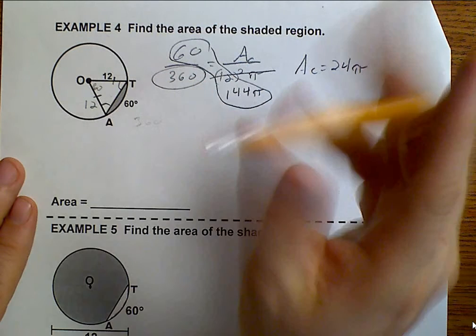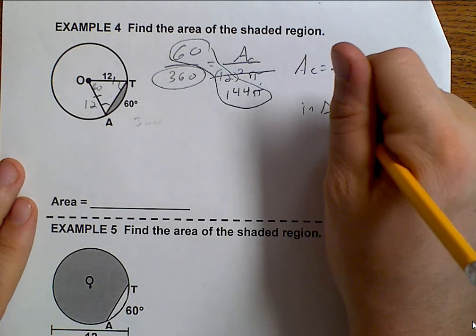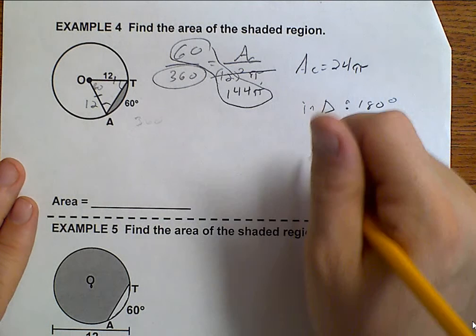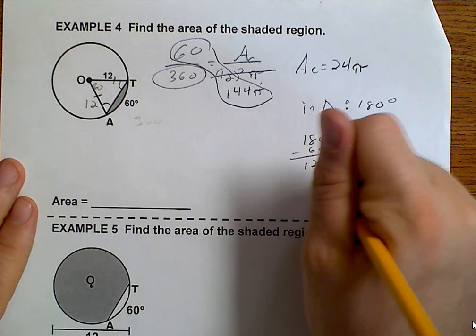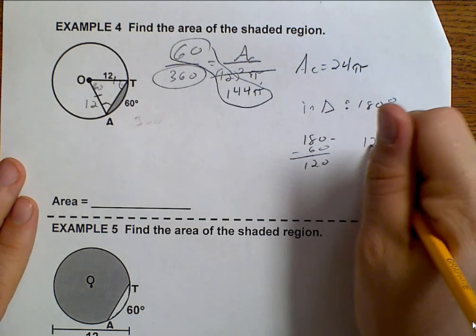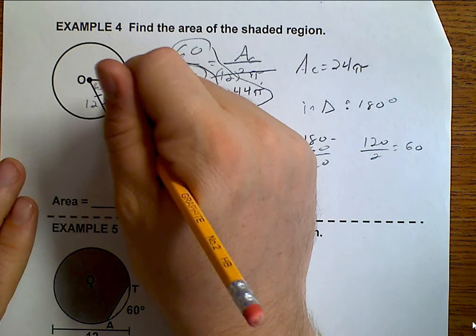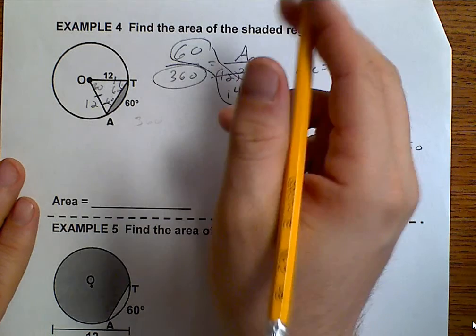In a triangle, there are 180 degrees. So 180 minus 60 equals 120. These must be the same. So 120 divided by 2 equals 60. So these are also 60 degrees. Now if everything's 60, that means it's an equilateral triangle.